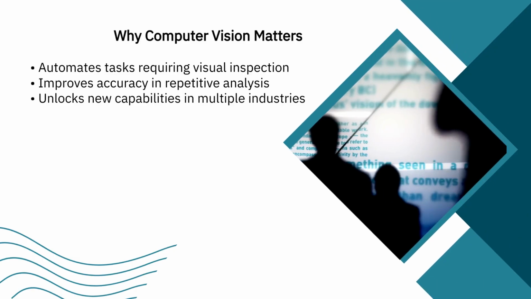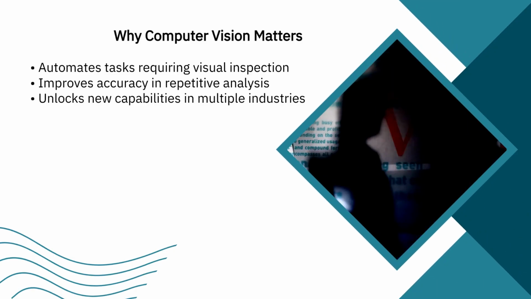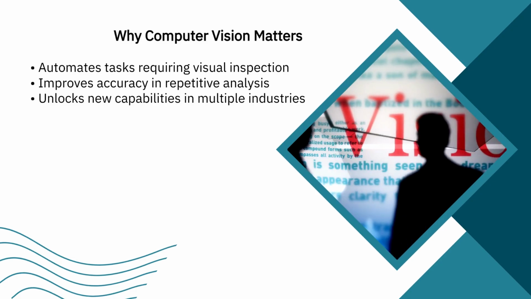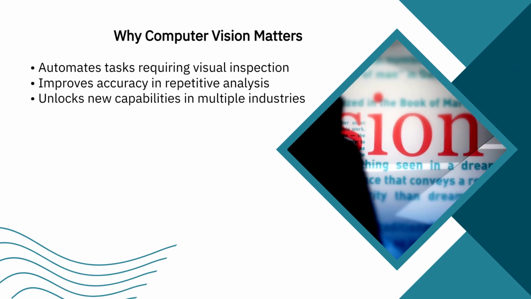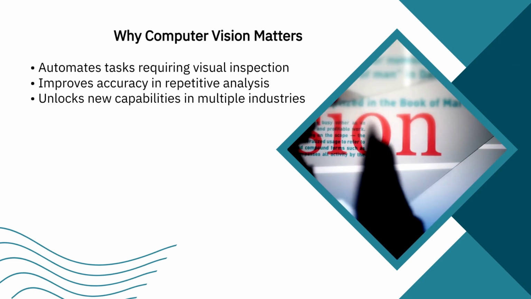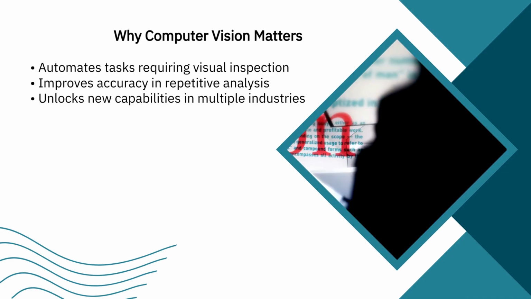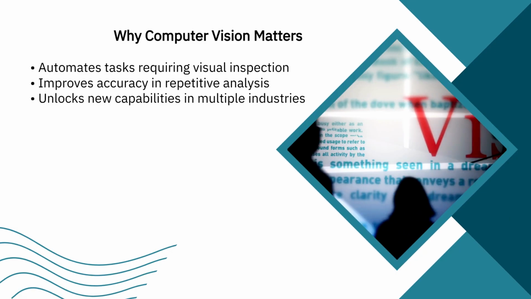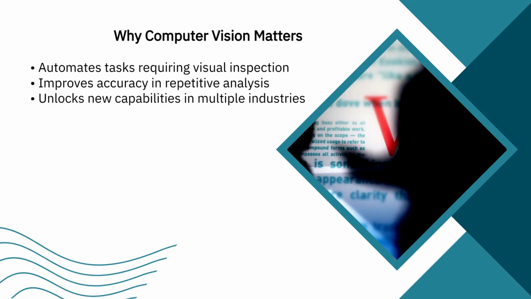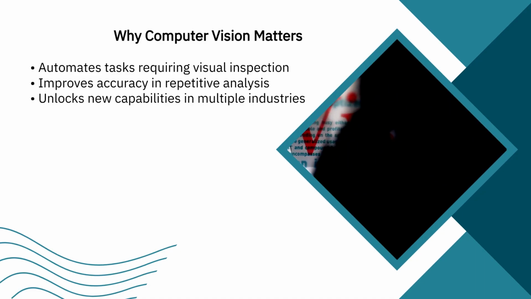Why is this important? Well, there are countless tasks that require looking at something and making a judgment. Inspecting a product for defects, diagnosing an X-ray, or monitoring a factory floor. Computer vision can automate many of these processes, performing them faster, 24/7, without fatigue, and often with higher accuracy than a human doing repetitive tasks.